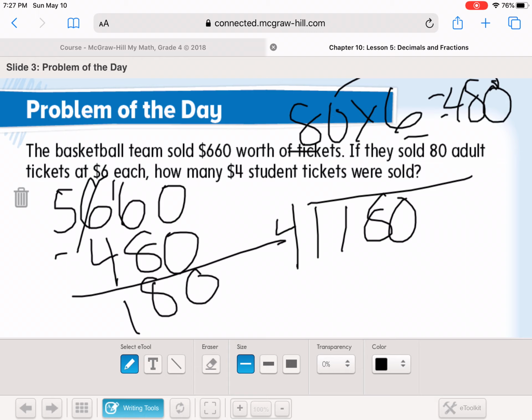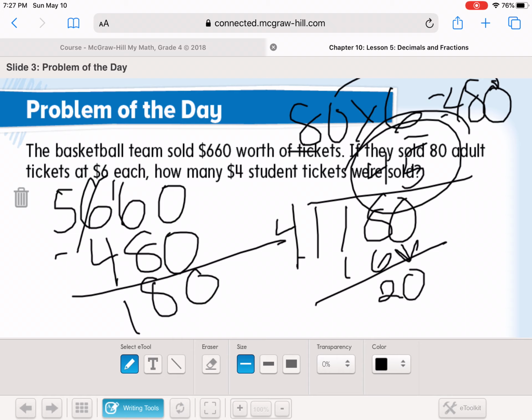4 can't go into 1, but it can go into 18. 4 times 4 is 16. Do subtraction. 4 times what comes close to 20? So our answer here is 45.